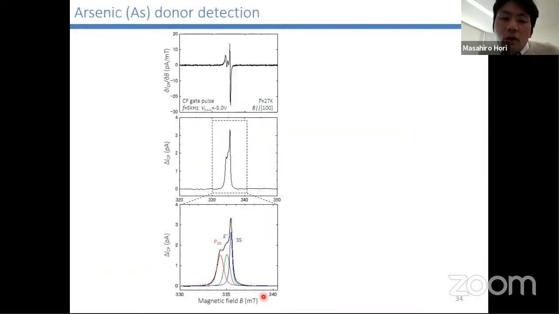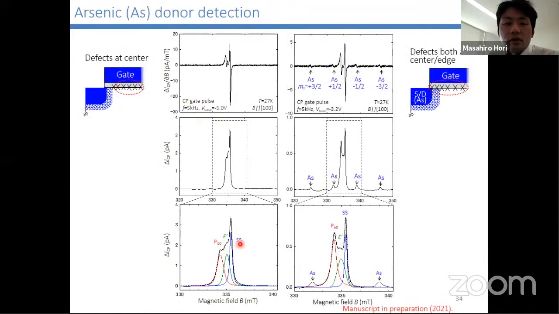Finally, I'll touch on our recent work. This figure shows the charge pumping EDMR spectrum, differential spectrum, and integrated spectrum, as I showed in the previous slide. As you can see, Pb0, E prime, and shallow state peaks appear. But we measured other devices where the defects were generated nearly at the arsenic donor atoms. By measuring this MOS transistor, 4 additional peaks are detected.